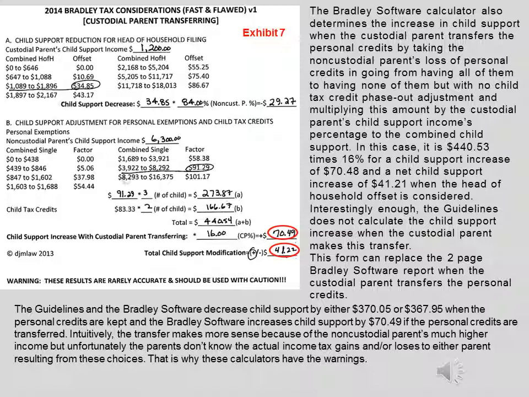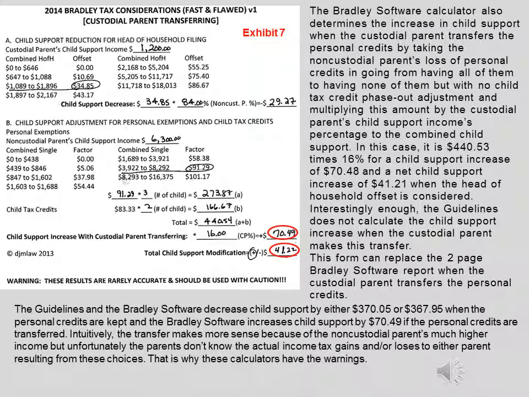Interestingly enough, the guidelines do not calculate the child support increase when the custodial parent makes this transfer. This form can replace the 2-page Bradley software report when the custodial parent transfers the personal credits.